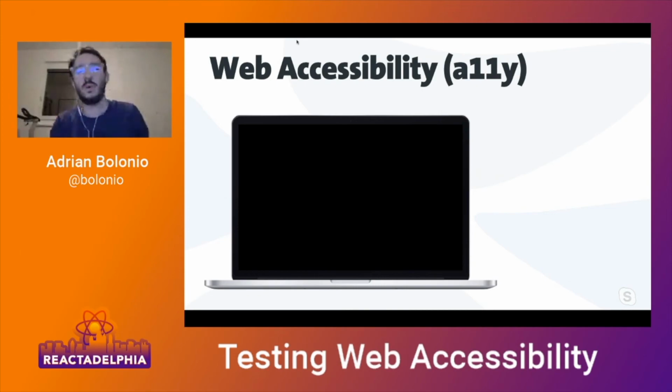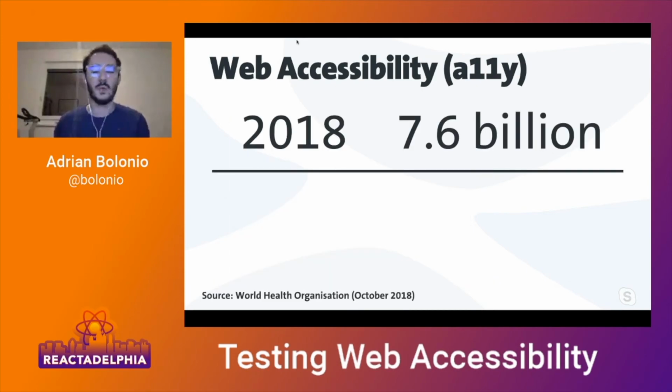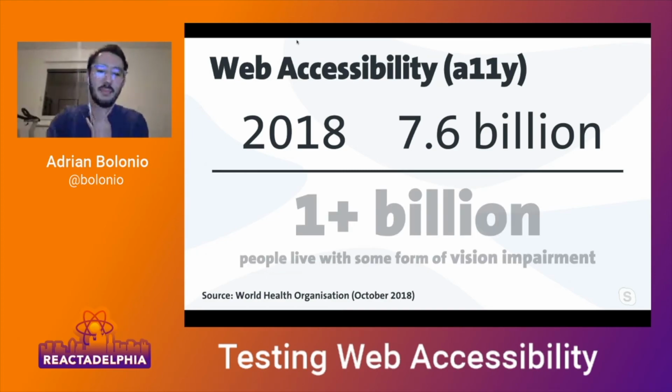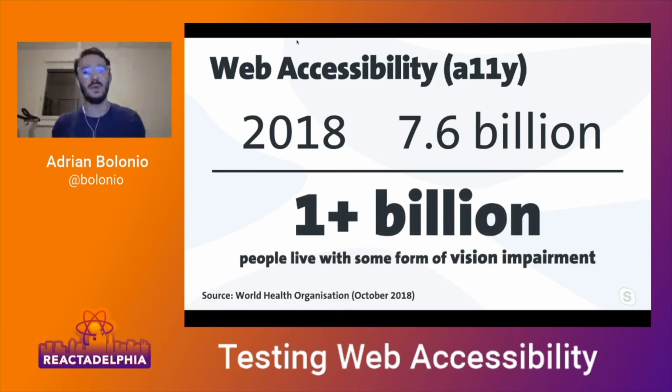Let me give you quick numbers. 2 years ago, we were around 7.6 billion people in the world. And more than 1 billion people live with some form of visual impairment. So when we develop our services, our websites, our e-commerce, our online shops, we always want to reach as many people as possible. So this is our audience. We need to care about these people as well.